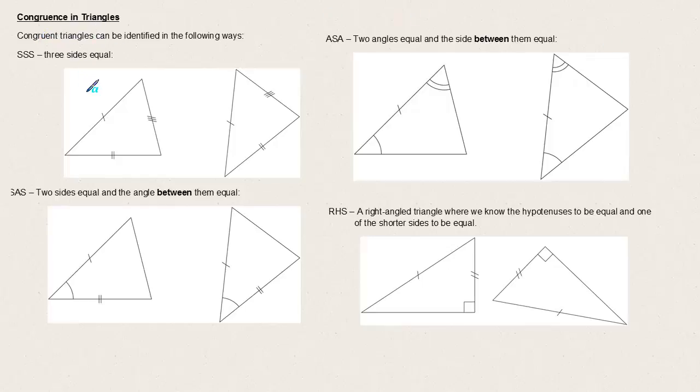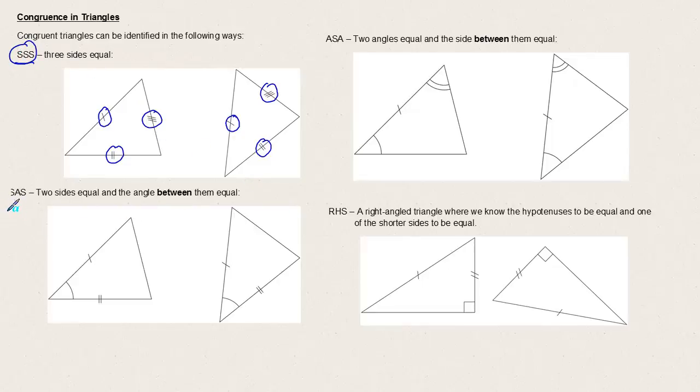Congruence in triangles. Congruent triangles can be identified in the following ways. SSS is the first one, and that's if we have all three sides equal. So we can see from the marks here that this side is equal to this one, this side is equal to this one, and this side is equal to this one. So these triangles would be congruent by SSS.